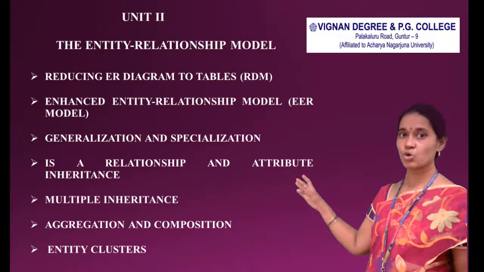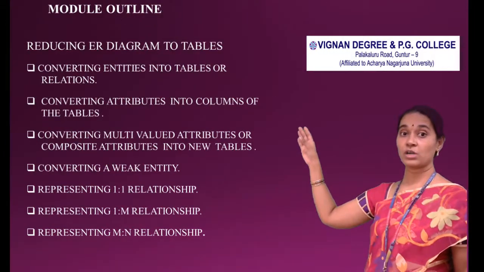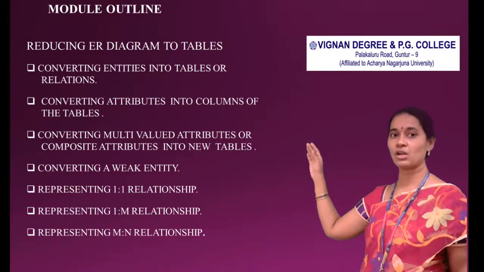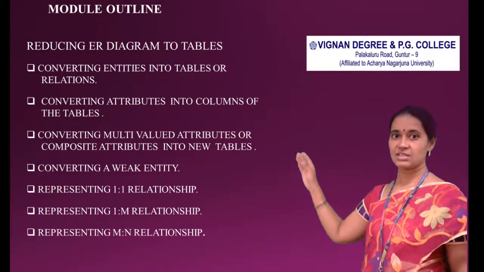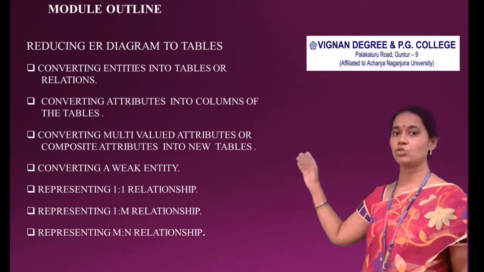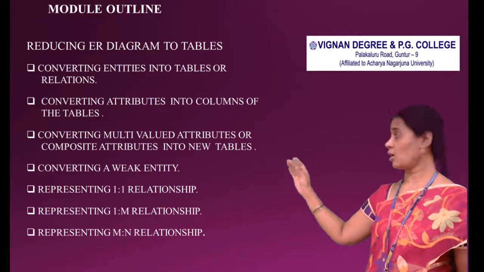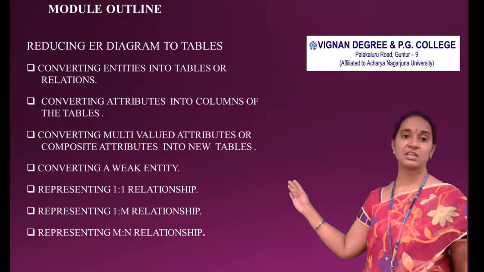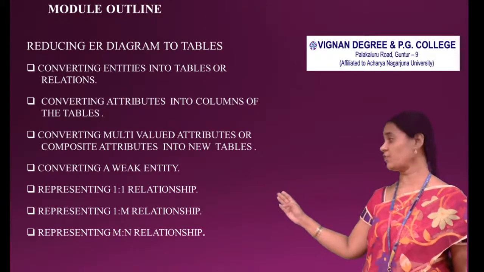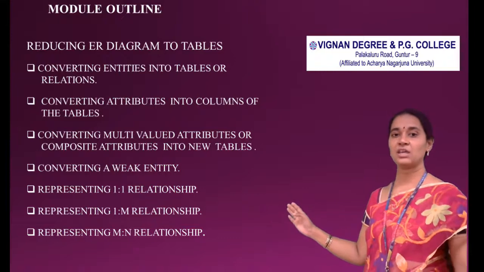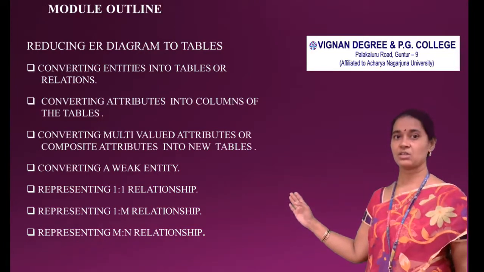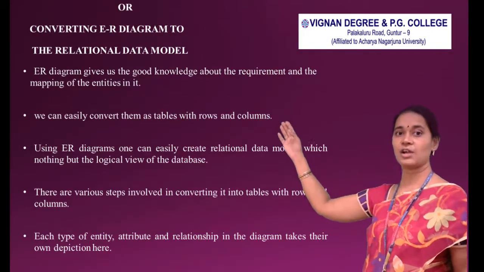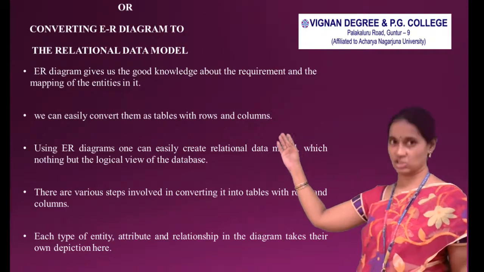In this module, the outline would be how to reduce the ER diagram into tables. That is, how to convert the ER diagram into the relational data model, which includes different steps. That is, how to convert the entities into tables and the attributes into columns, how to convert the multi-valued attributes into new tables, also converting the weak entities, followed by the representation of one-to-one, one-to-many, and many-to-many relationships. Let us start our discussion with the first question, reducing the ER diagram into tables, which can also be called converting the ER diagram into the relational data model.